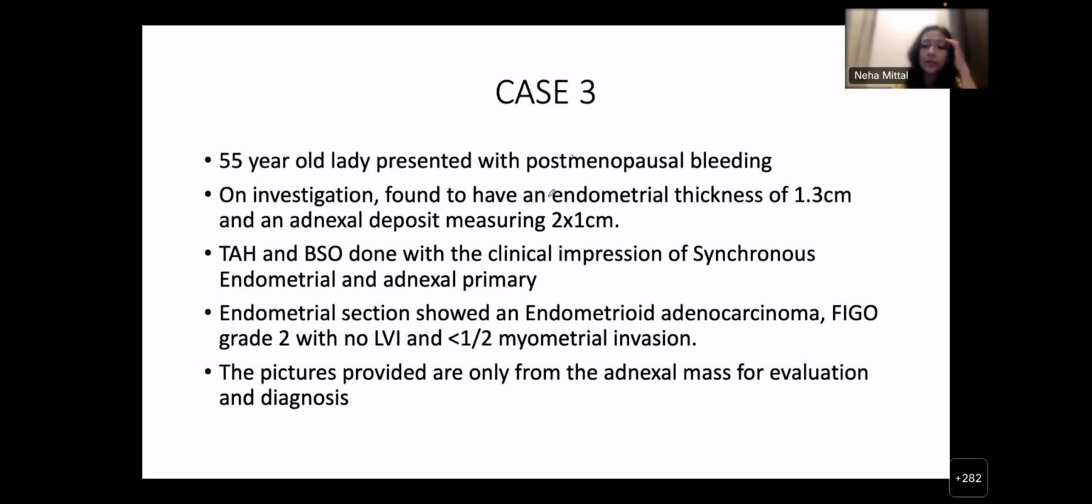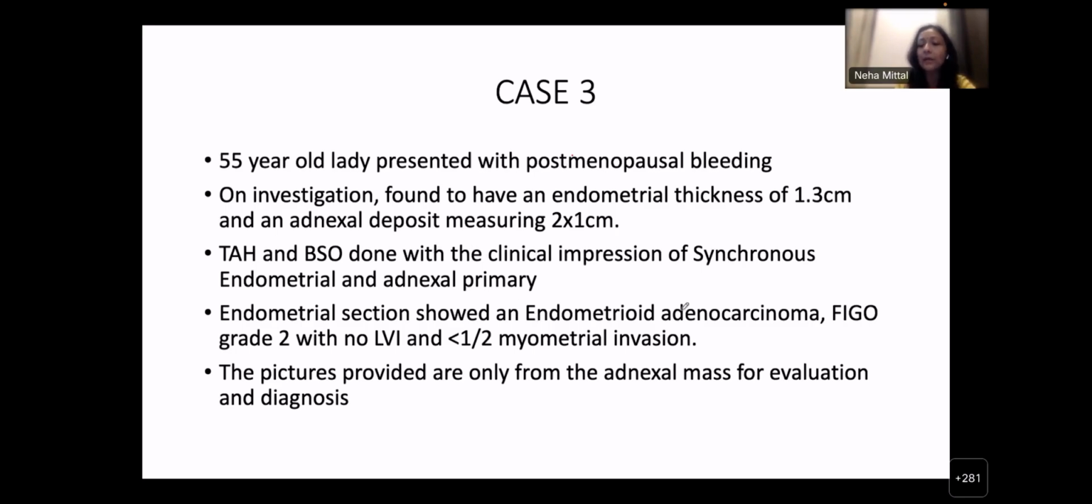A 55-year-old lady presenting with postmenopausal bleeding. On investigation, found to have an endometrial thickness of 1.3 centimeter, which is very high, a very thick endometrium for a lady who is 55 years old. At this age, the thickness would be around 2 or 3 millimeter. She also had an adnexal deposit which measured 2 into 1 centimeter. She had a THBSO done with the clinical impression of synchronous endometrial and adnexal primary.